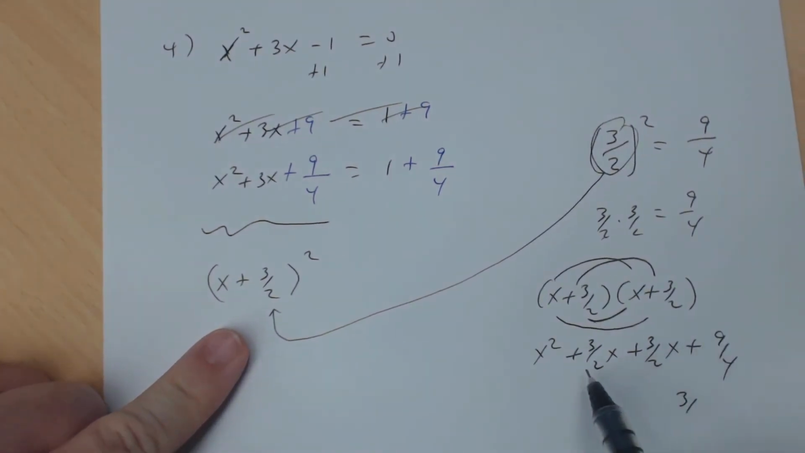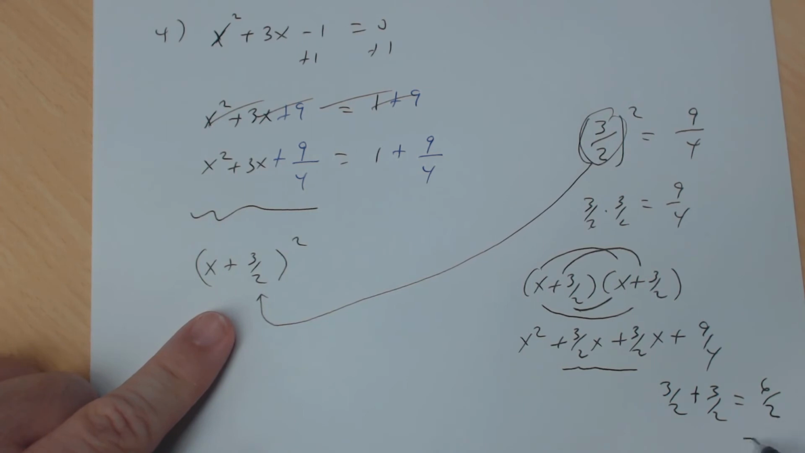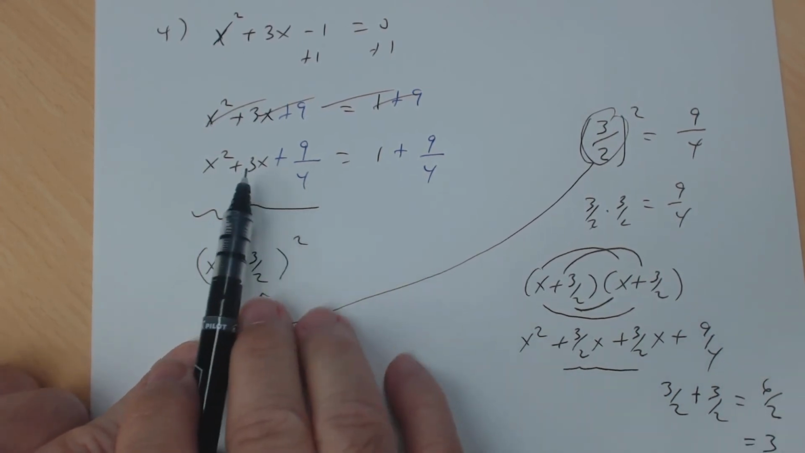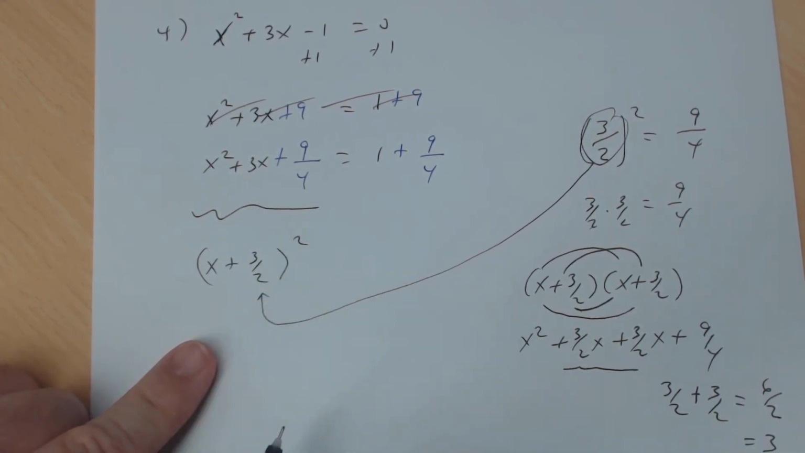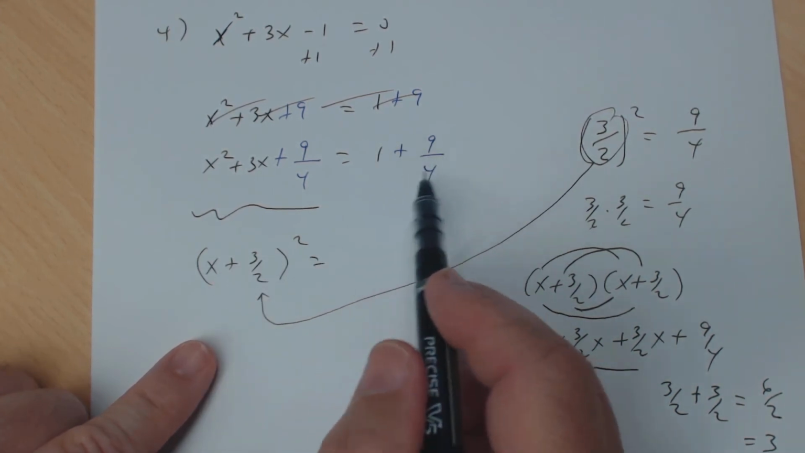And so now adding these two, I get 3 halves plus another 3 halves. So 3 halves plus 3 halves is 6 halves, which is 3, and that's what you wanted. You wanted 3x. So this is correct. And now we're going to add these two.